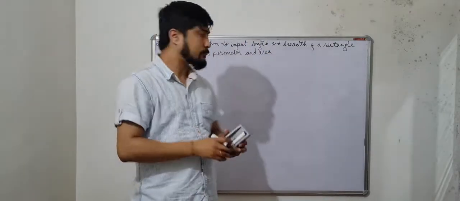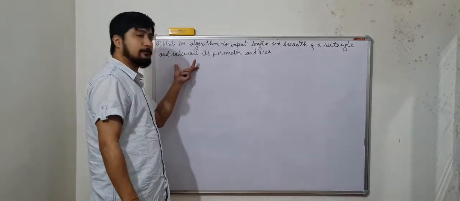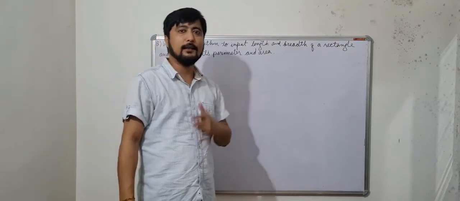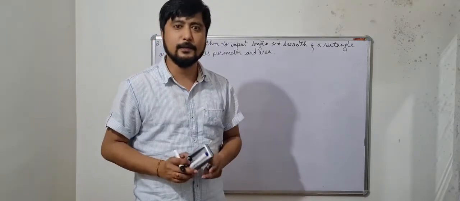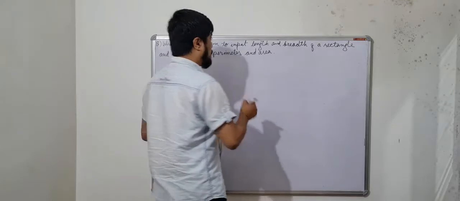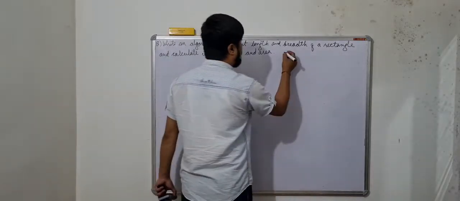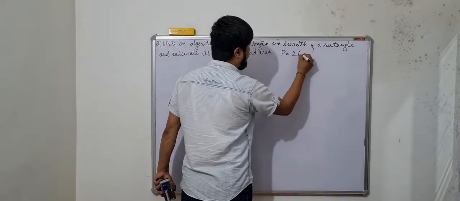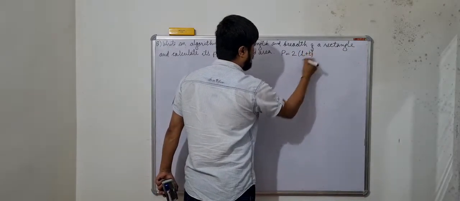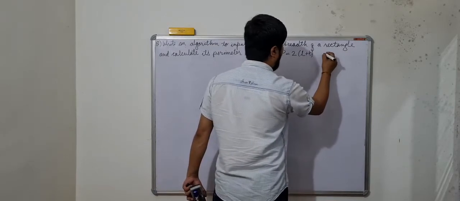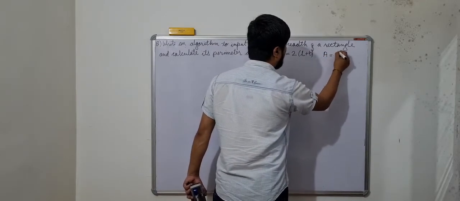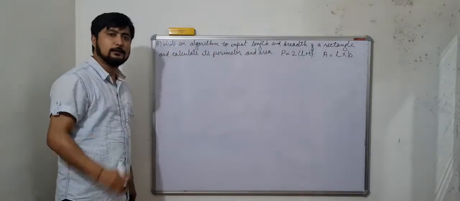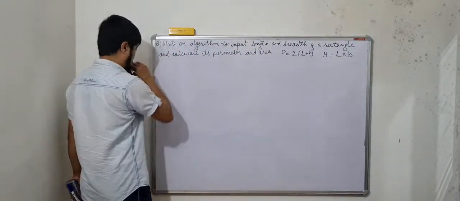So now we have to write an algorithm to input the length and breadth, and after that we'll calculate its perimeter and area. We know the formula of perimeter: P equals 2 into (length plus breadth). This is one formula. And area A equals length into breadth. Now let us see how to write this algorithm.